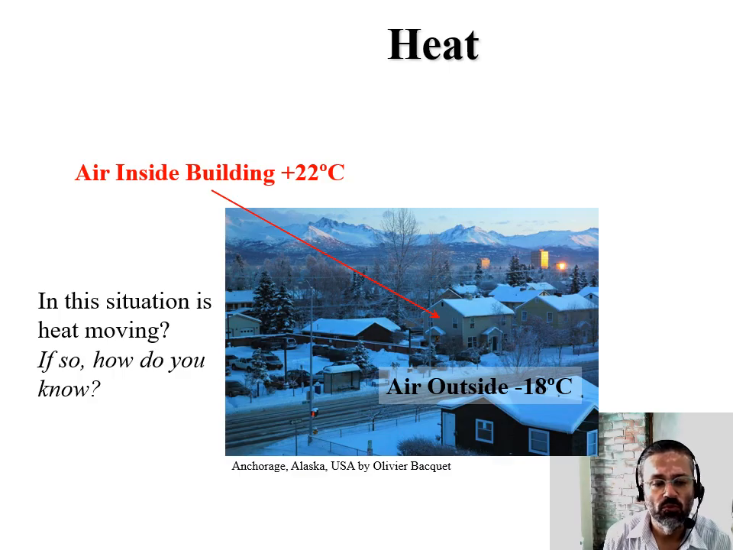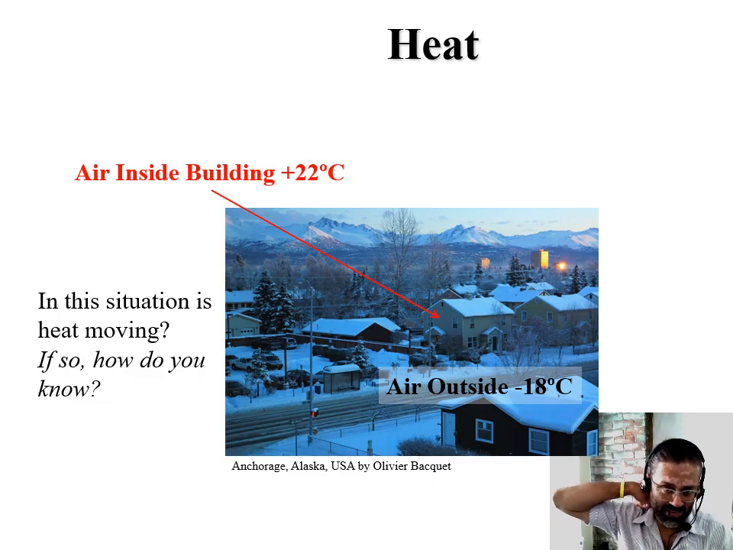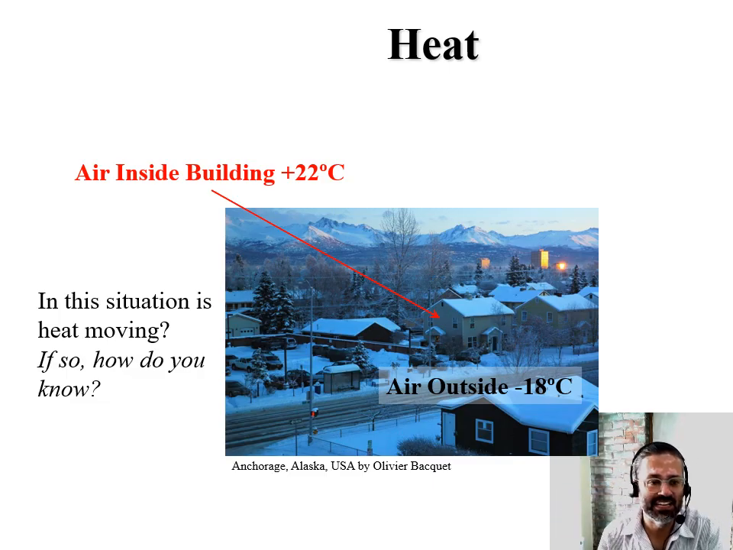So when we're taking a look at an example like this, if the outside air is minus 18 and the inside air is plus 22, in this direction, which way is the heat moving? One thing to consider is that heat will always go from high concentration to low concentration.